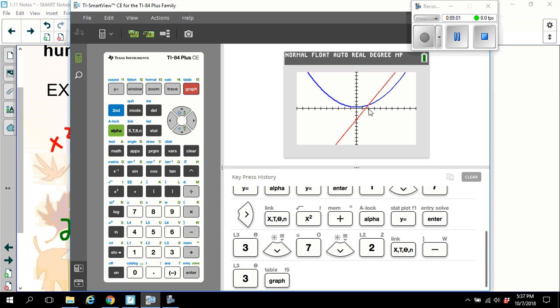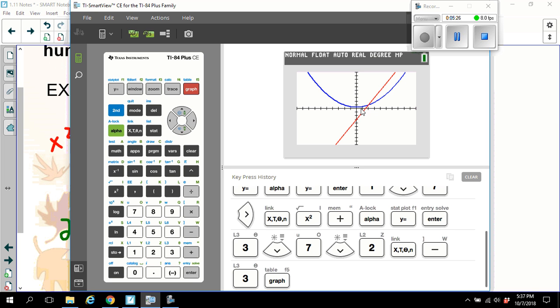Now, if we look here, notice that our linear and quadratic only intersect at one place. But we know that we should get two solutions. Well, that might mean that we will have to actually change our window so we can see the other intersection. Now, changing the window, we're going to go to the window button. And notice that it seems like our quadratic and linear intersect somewhere up here.